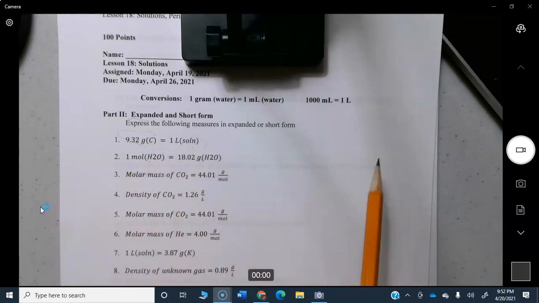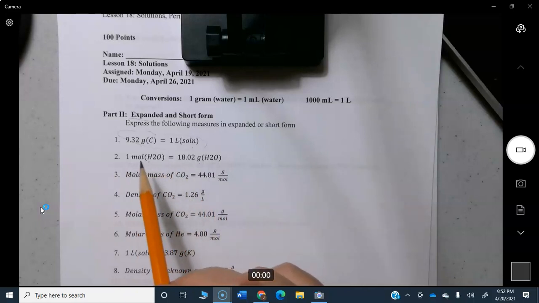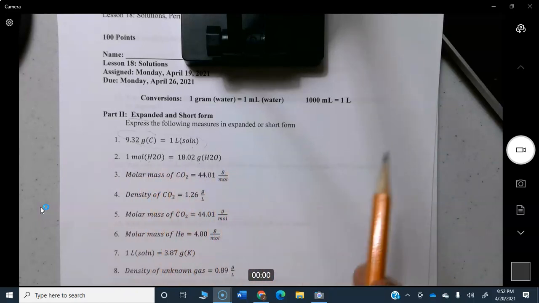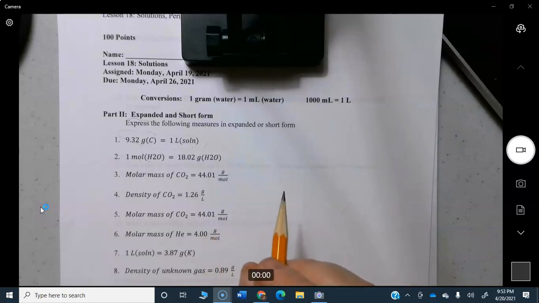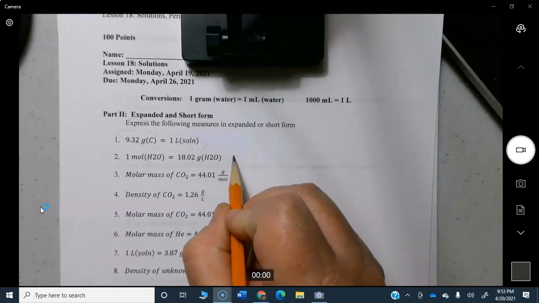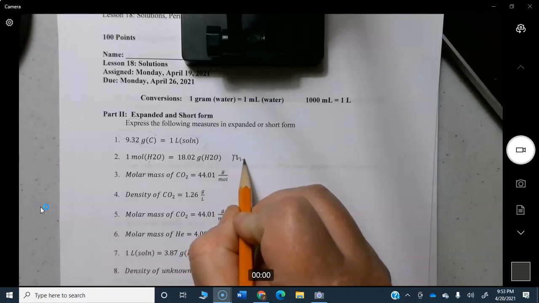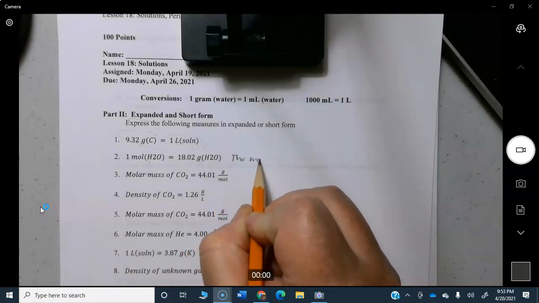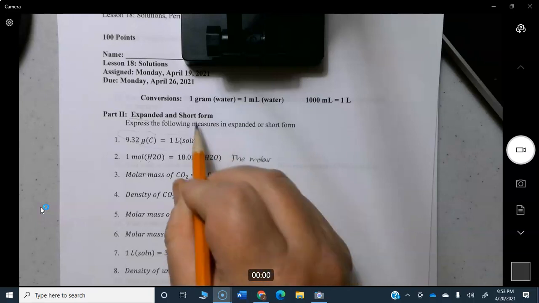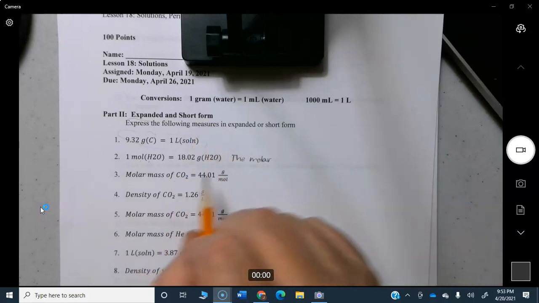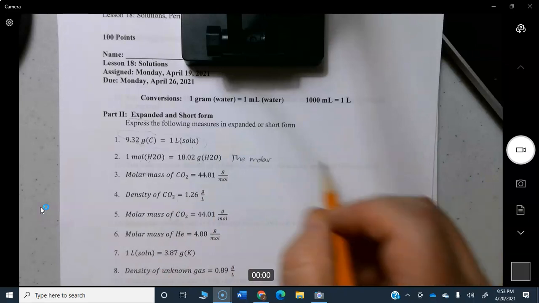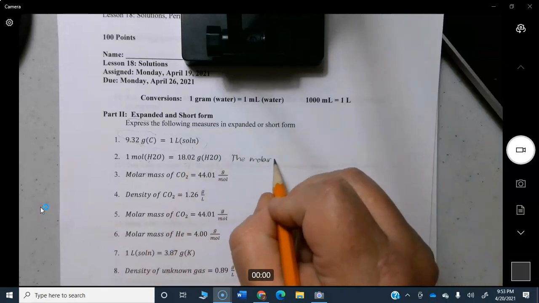So let's start with number 2, because you've seen this one many times before. 1 mole of H2O equals 18.02 grams of H2O. But the way you might see this written in a question is like this. So this is what I want you to write out. Now this is the short form. It may seem not short because I'm writing it as a sentence, but the way that I eventually write this relationship is short.